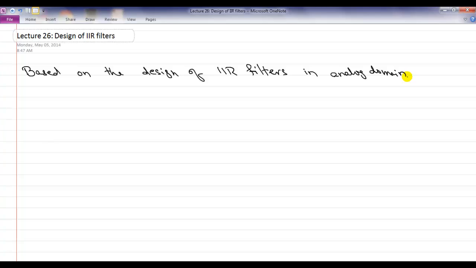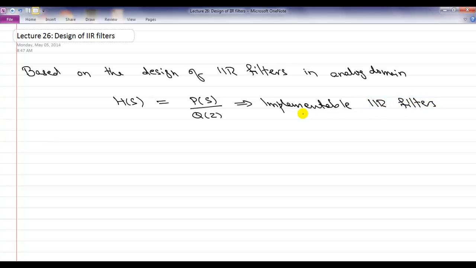You may remember that the analog IIR filters that can be implemented correspond to the ones whose Laplace transform can be written as a rational function of two polynomials in the S domain. So these are implementable IIR filters in analog domain. Okay. And we are not going to spend time on that.